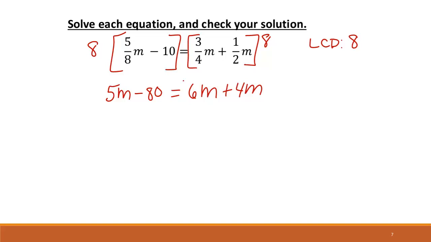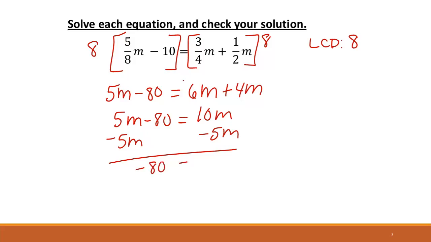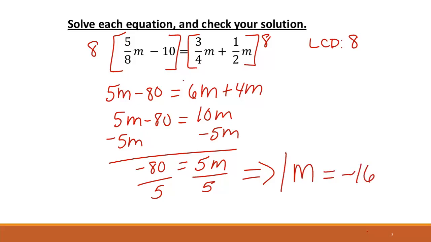Then I'm going to combine like terms, so I get 5m minus 80 equals 10m. I'm going to subtract 5m from both sides. That gives me negative 80 equals 5m. So then I can divide by 5 on both sides. And my final answer would be m is equal to negative 16.